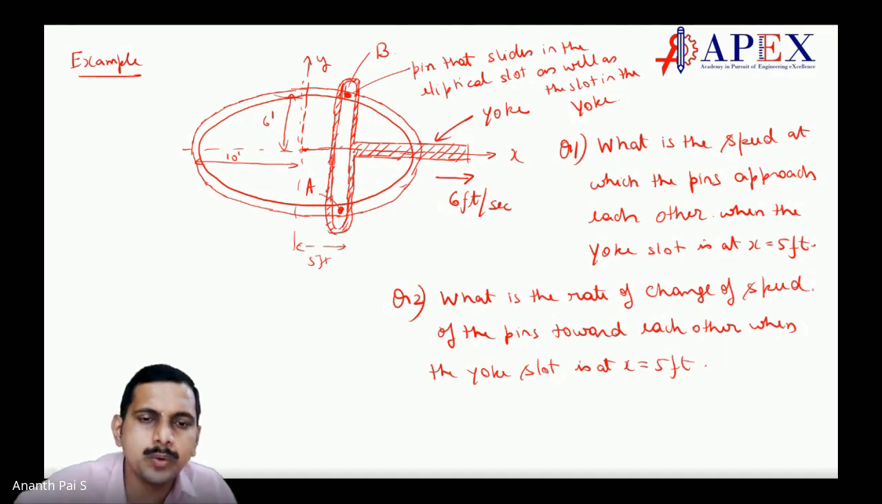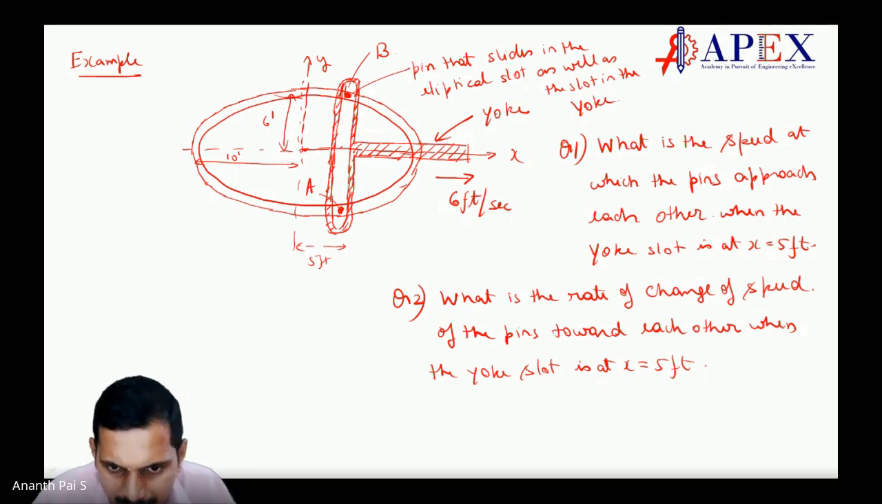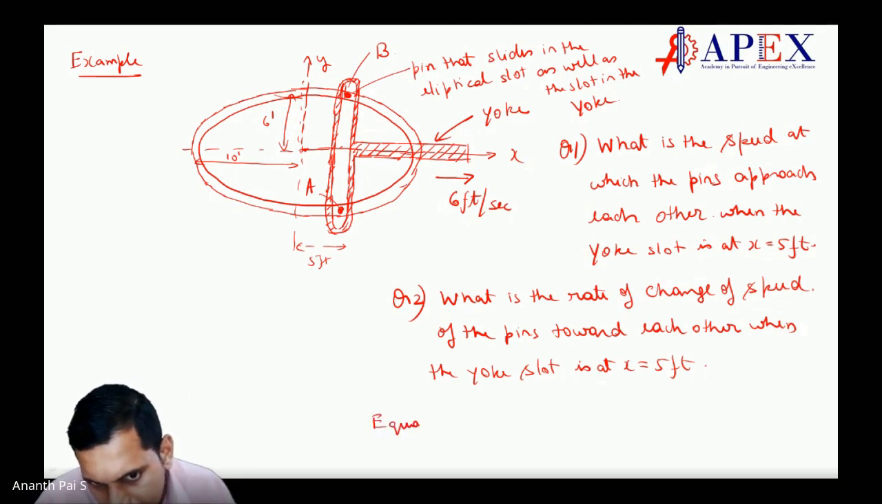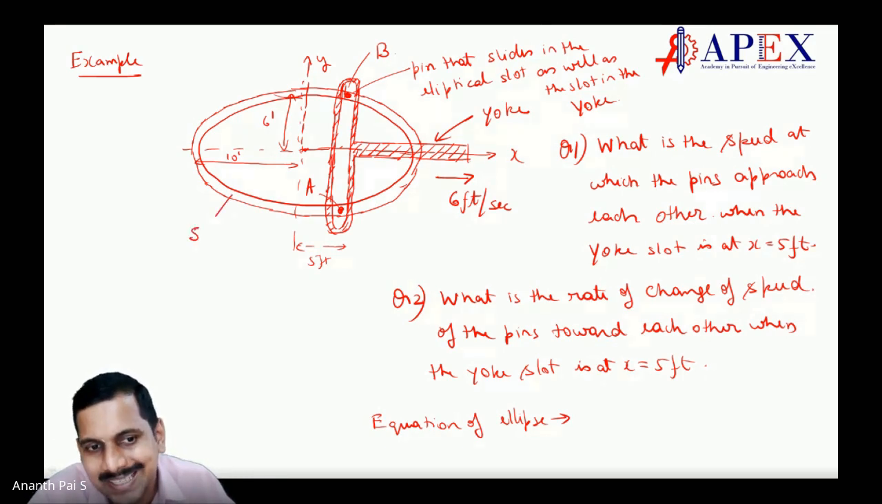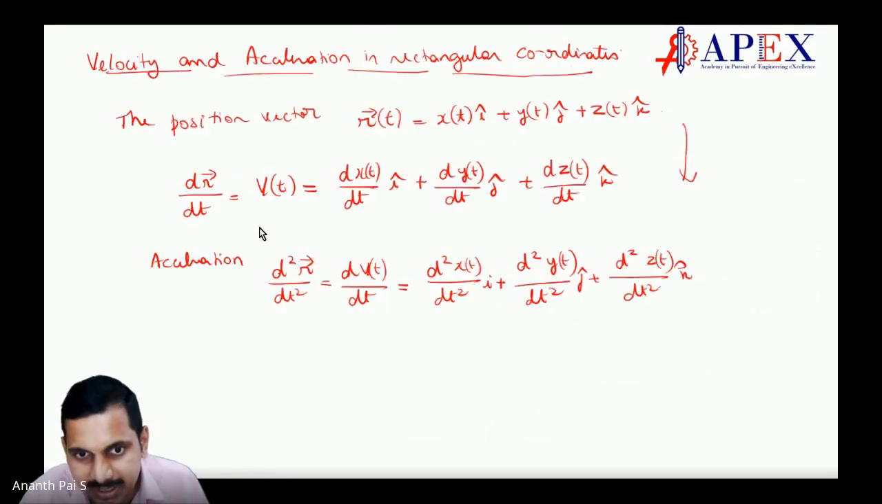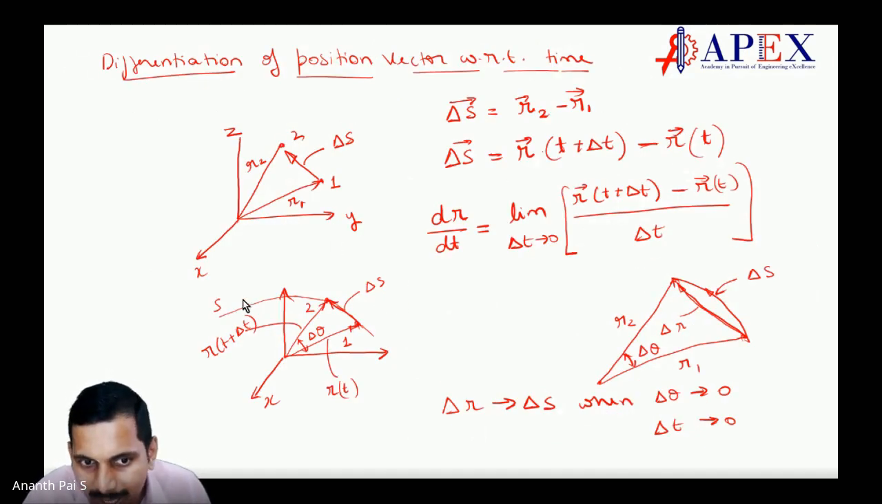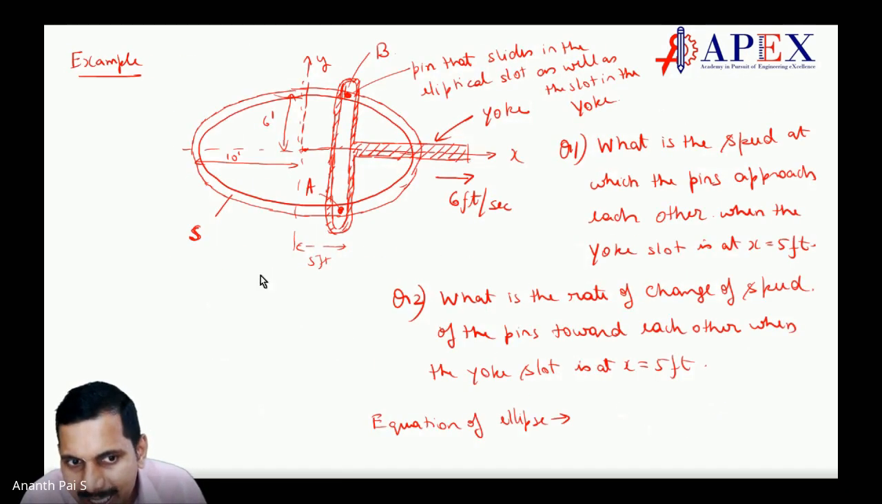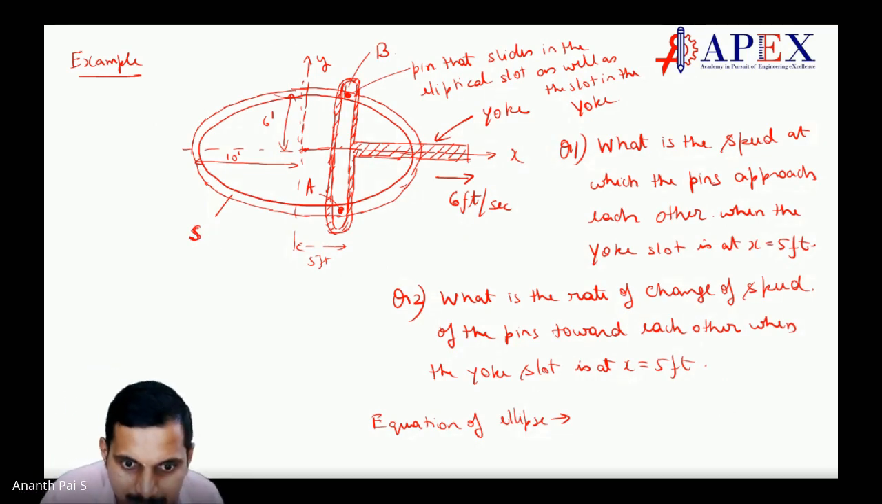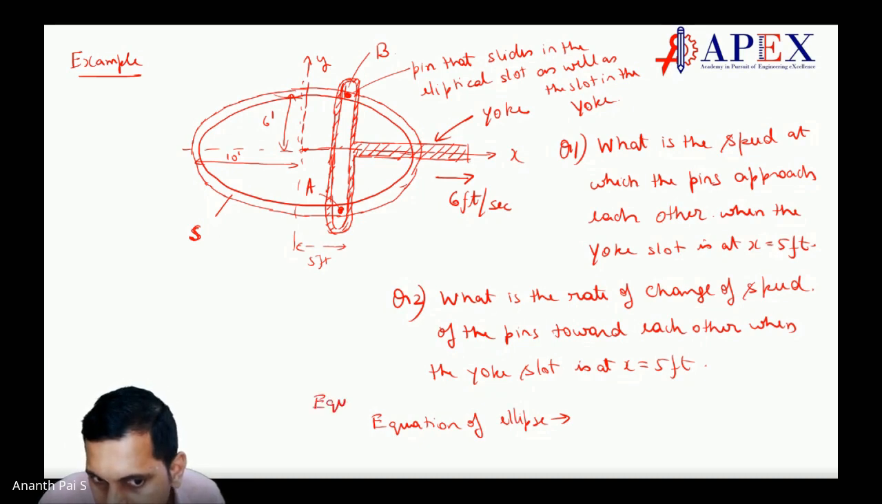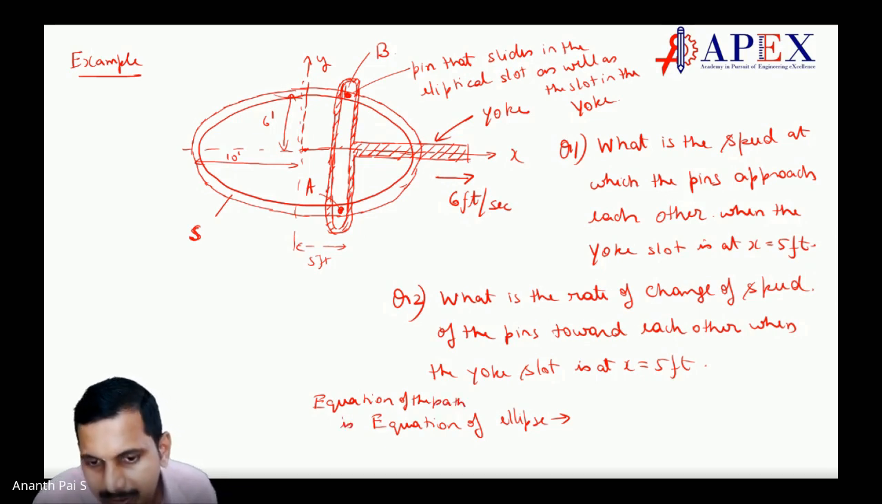Now, what is the equation of an ellipse? The equation of ellipse is, which says S. This is the path S, like we have done in the previous case. Here the path S is the ellipse, correct? Equation of the ellipse or equation of the path. The equation of the path is the equation of the ellipse, correct?